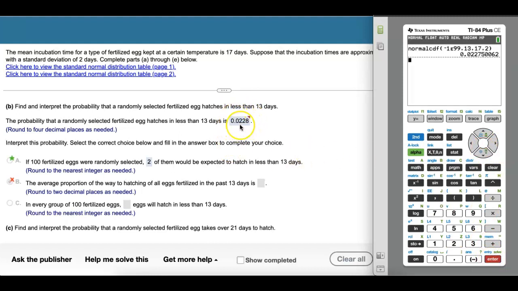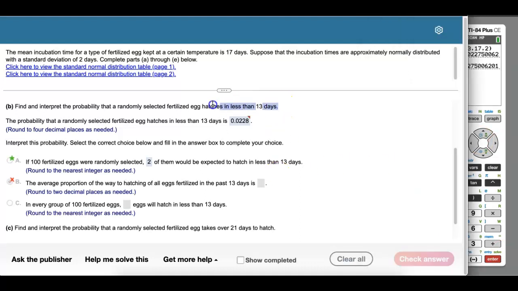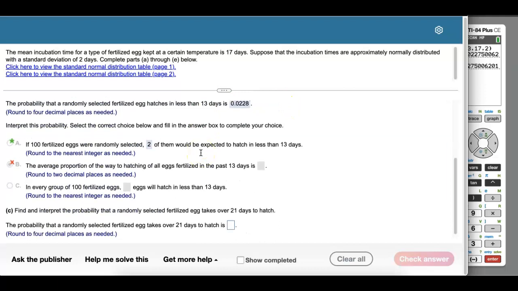So about 0.02. To interpret this probability, all of the answer choices, well, not all of them, but 2 of them anyway, refer to like 100 randomly selected eggs, or were selected, I'm sorry. So if I take that and multiply by 100, what this answer gives me as a whole number, 2, is what I would expect to happen as far as this statement. I would expect 2 out of 100 would hatch in less than 13 days.